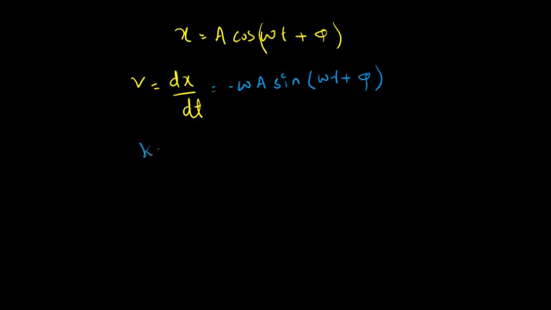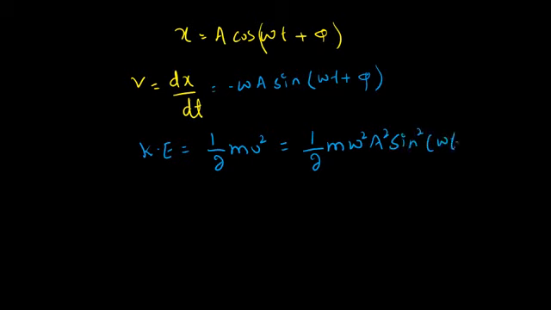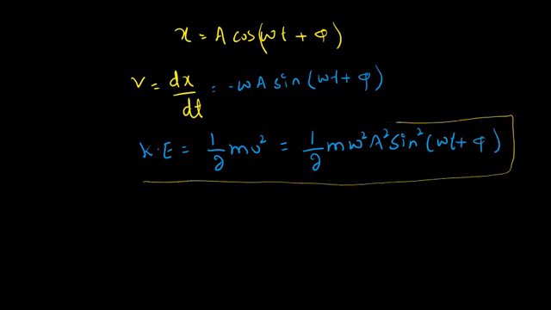So we can write the equation for kinetic energy. Kinetic energy is equal to 1/2 mv squared. When we put in the value of v, this will be equal to 1/2 m ω squared A squared sin squared(ωt + φ). This is the equation for the kinetic energy of a simple harmonic oscillator.